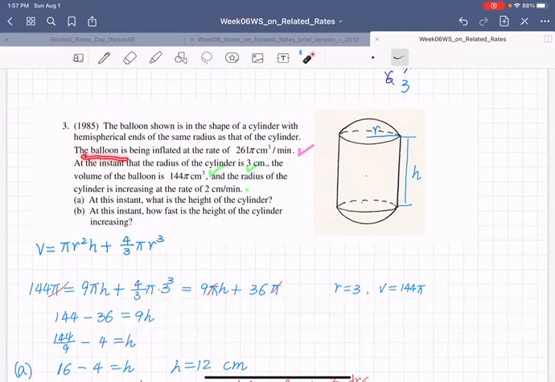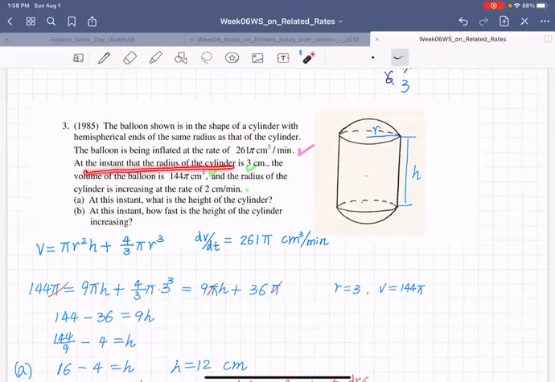Second sentence. The balloon is being inflated at the rate of this. What's this guy? That would be dv over dt. Very good. dv over dt equals 261 pi. Do we have to write centimeter cubed? Yeah, we can keep the units. Okay, so we are finished here.